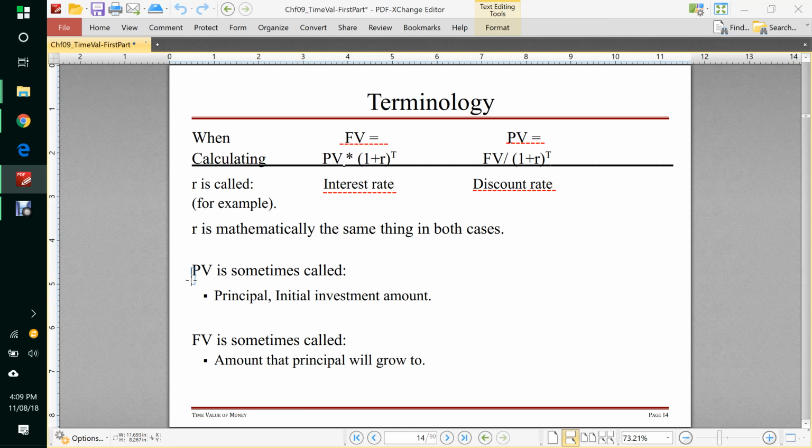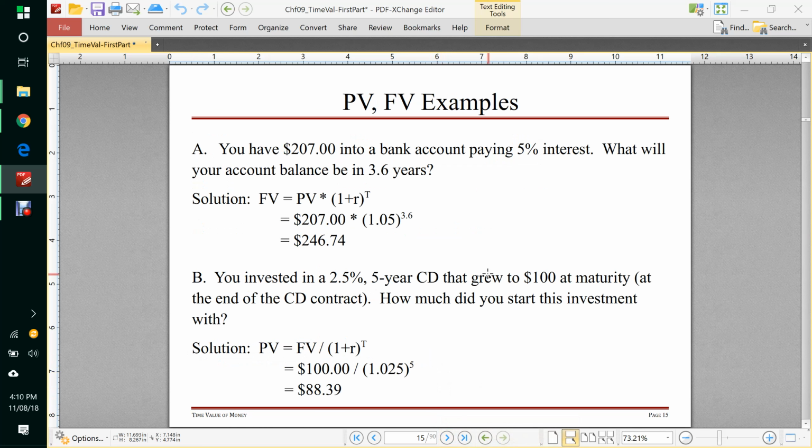Also, a little bit more on terminology, the present value of an investment is sometimes called the principal that we initially put into an investment, or our initial investment amount. And our future value is sometimes called the amount that our principal will grow to at time t. All right, so that's it on basic terminology. Now it's time for a couple of examples.